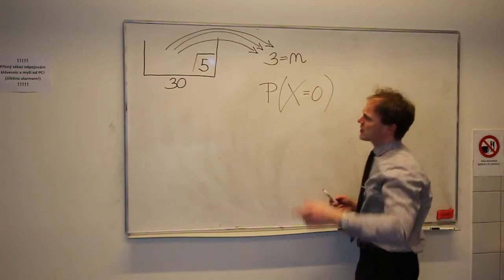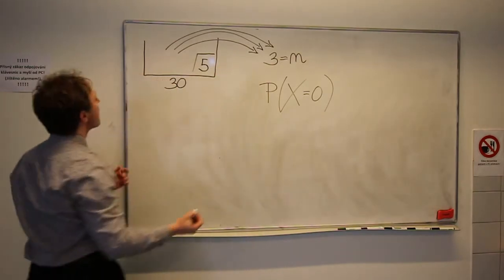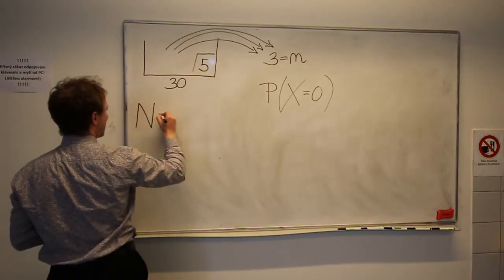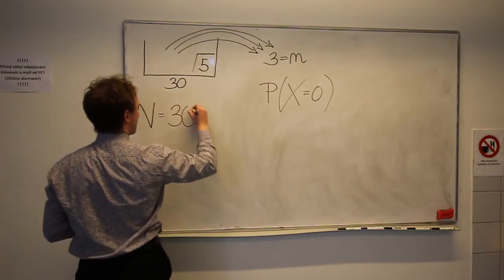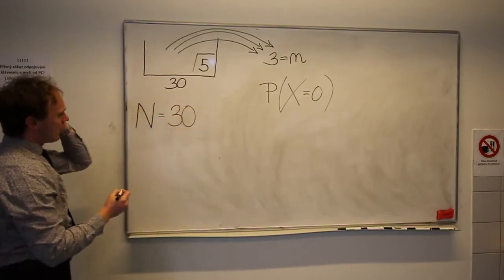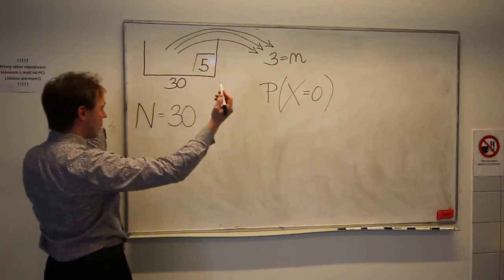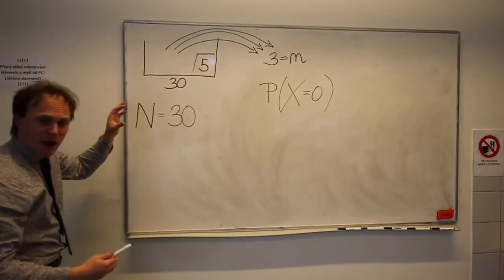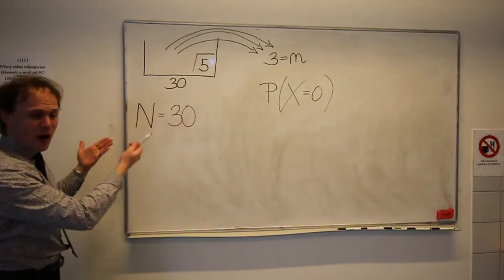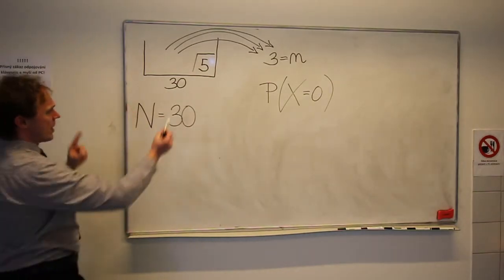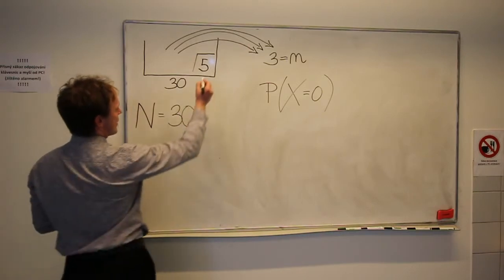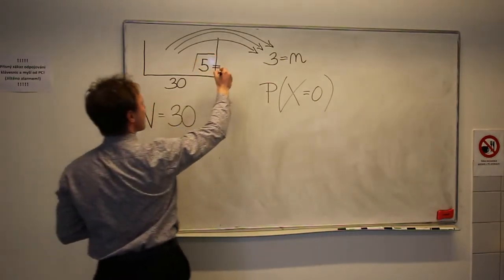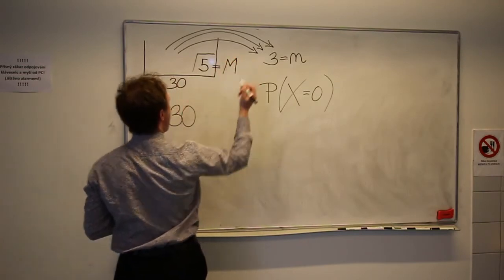So, what else is necessary? We have here some numbers. It's necessary to write here that capital N is equal to 30, and in our situation, it's the population of light bulbs, the total number of light bulbs in the box, in the warehouse. And there is another important characteristic, this value 5, which can be denoted capital M.